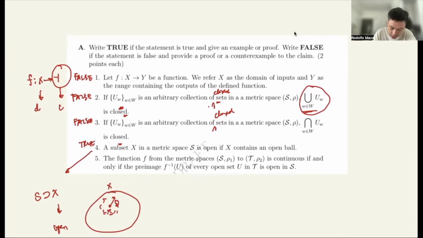Number 5, the function f from the metric space to the metric space is continuous if and only if the preimage of every open set U in T is open. And this is true. This is the definition of continuity. So that one holds.